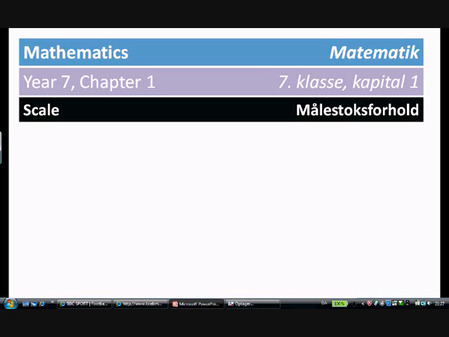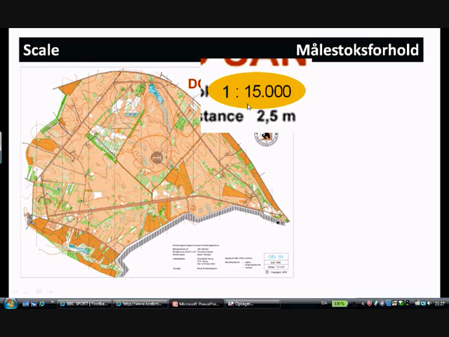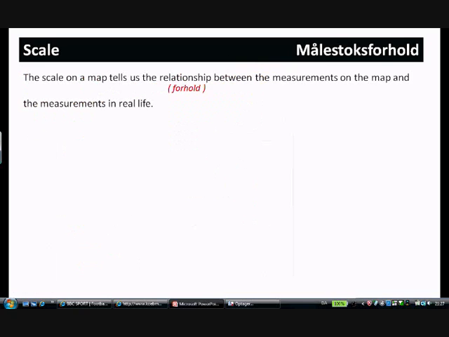Okay, the first topic in Year 7 is scale, or to give it its Danish title, målestoksforhold. Now, you often see a map with a number like this on, 1 to 15,000, or something like that. Now that means that 1 centimetre on the map is 15,000 centimetres in real life. So it's telling you that things in real life are 15,000 times bigger than they are on the map. So we'll just write something down about that.